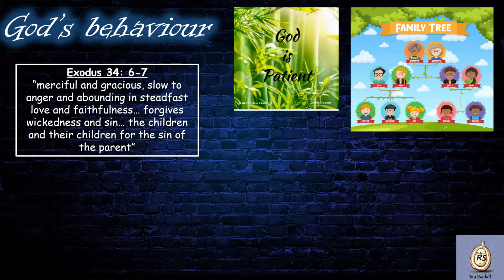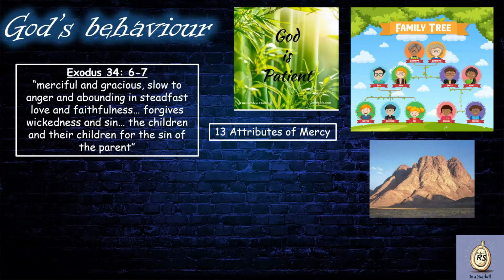This passage lists God's characteristics and is also known as the 13 attributes of mercy. It refers to God's activity, which is acting with justice. This passage was given to Moses on Mount Sinai before the Israelites entered the Promised Land, and it emphasizes God's enduring love for his chosen people. In the New Testament, it teaches that God's steadfast love is revealed fully in the life and death of Jesus.